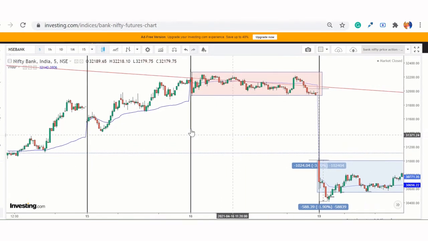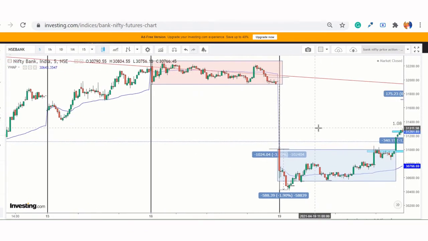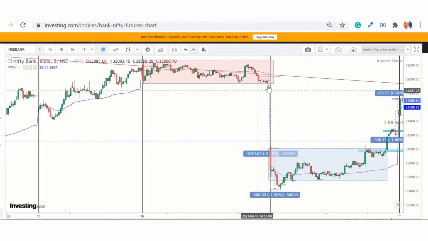So what we have observed is that between 12th and 15th the price was in an uptrend, then on 16th the price was in a consolidation phase. Now what we observe on 19th is that the price gaps down, opens with a huge gap down of 3.2%, over 1000 points, and then continued with a further downtrend for another 2%.